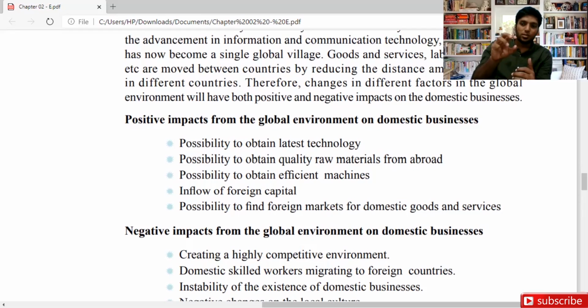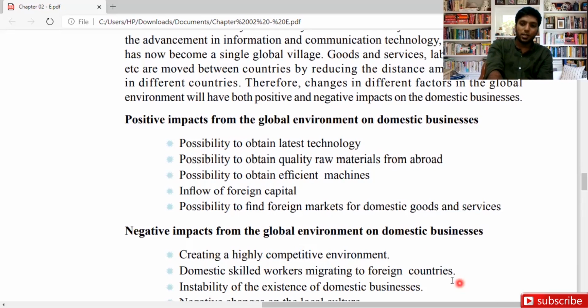So if you know these three are the things which you are going to exchange, and this is going to be affected by this, then of course you need to know what are the positive attributes, what are the negative attributes. So let's move on to positive attributes. Possibility to obtain latest technology. You will be able to get the new technology when they launch. You can get the new one. So that's a good thing because people will be adapting this new technology. It will make our work faster.